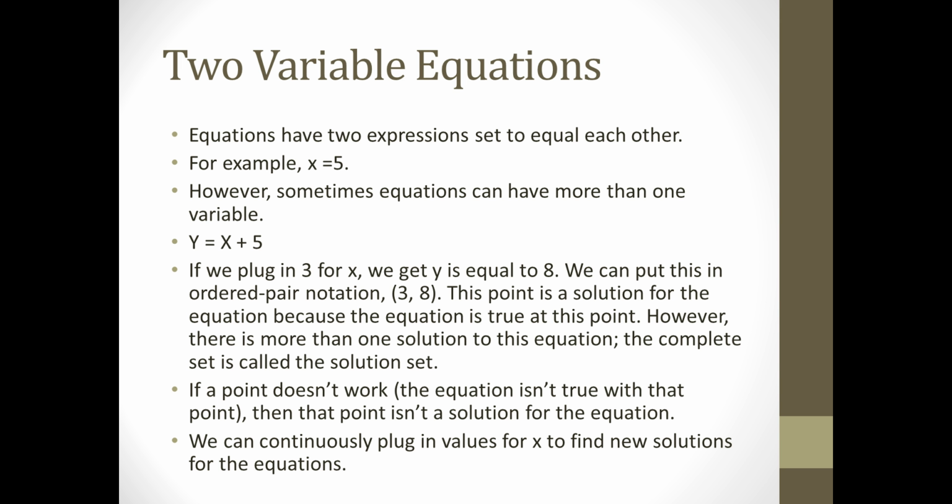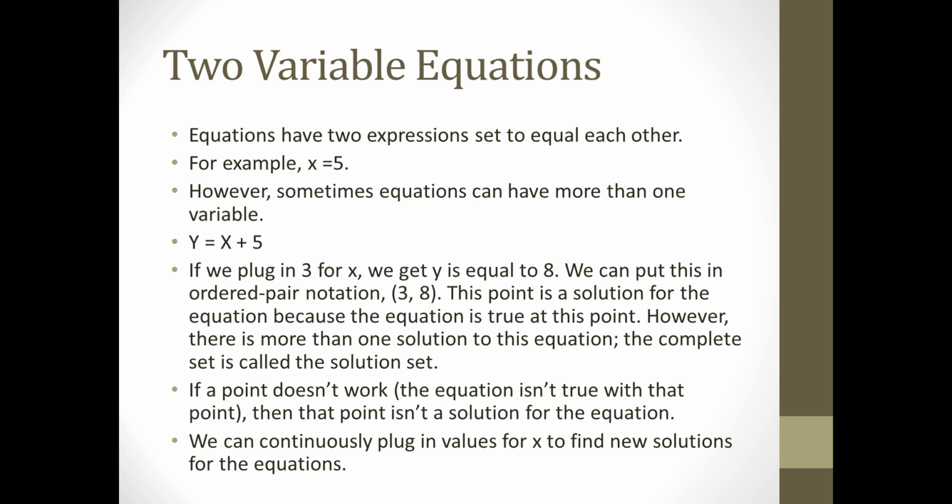In this case, we have two expressions, one on the left and one on the right, as usual. The one on the left is one variable called y, and the expression on the right has a second variable, x plus 5. So the left variable, y, is equal to the other variable, x plus 5. If we plug in 3 for x, we get that y is equal to 8. We can put this in ordered pair notation, such as (3, 8). This point is a solution for this equation, because the equation is true at this point.